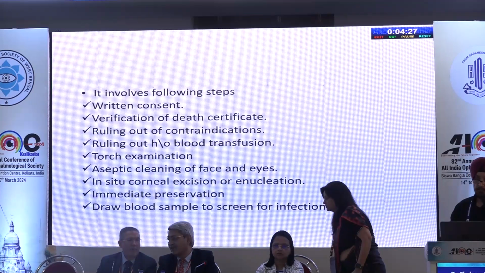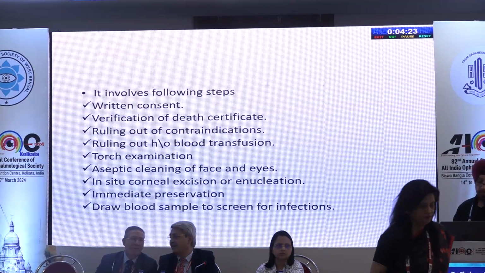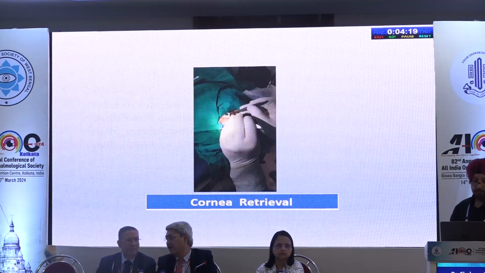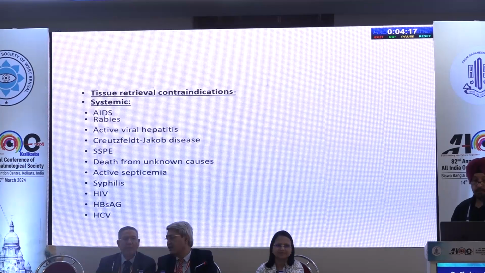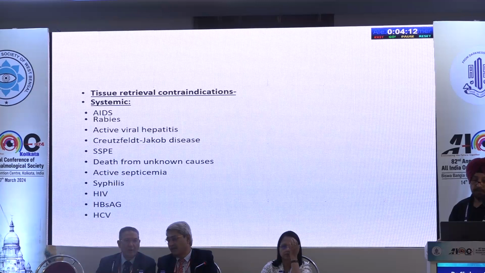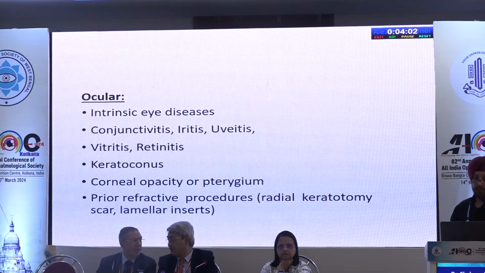In some cases we take only a corneal scleral rim, in others we take the whole eyeball, with immediate preservation, and draw a blood sample to screen for infections. There are certain contraindications where we usually don't take the eye, like AIDS, rabies, active viral disease, SSPE, death from unknown cause, active septicemia, syphilis, HIV, HCV, and many other conditions.